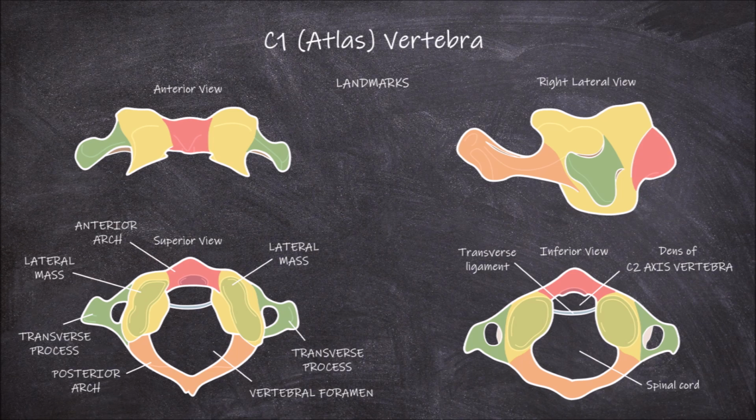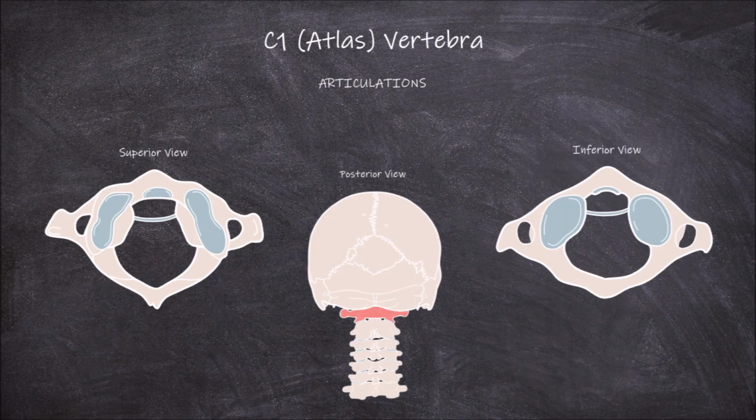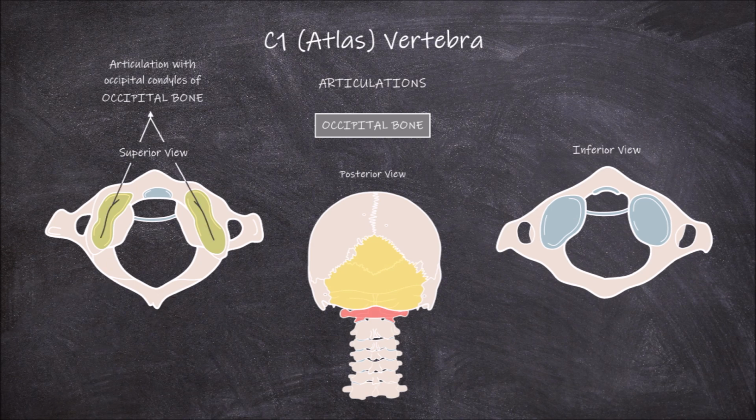Now we're going to take a closer look at the bones the C1 atlas vertebra articulates with. This bone articulates with two other bones. The first of these articulations is with the occipital bone superiorly. The superior articular facets on the atlas bone articulate with the occipital condyles on the occipital bone. This articulation forms the atlanto-occipital joint.